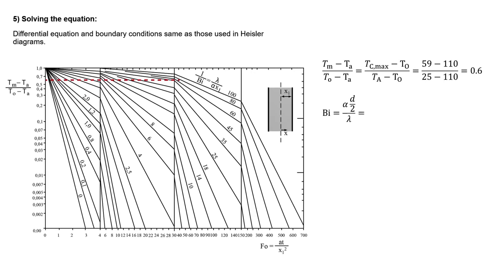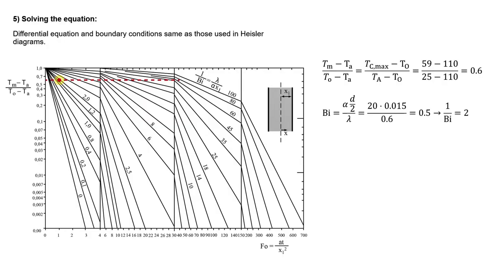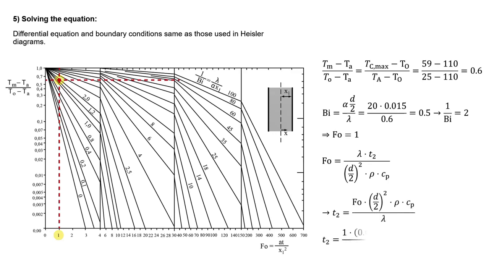For the Biot number, we need the heat transfer coefficient, half the thickness of the steak, and its thermal conductivity, which yields a Biot number of 0.5. And with this we can find the intersection between the dimensionless temperature and the lines for the Biot number, which is over here. And if we draw a vertical line over there, we'll find a Fourier number of 1 in this case. We can rewrite the expression for the Fourier number and make t the subject, while plugging in the thermal diffusivity and all the numbers that we know. Doing so eventually yields a time required of 1011 seconds.